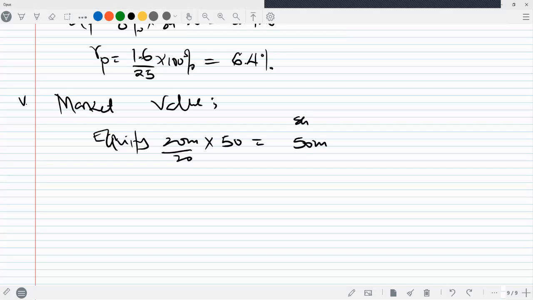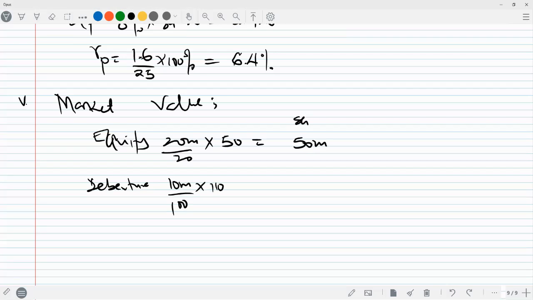Then again, the market value of the firm's debenture, which is equal to the nominal value of 10 million. The nominal value per debenture is 100, therefore divided by 100. We multiply by the market value per debenture, which is 110, to give us 11 million.